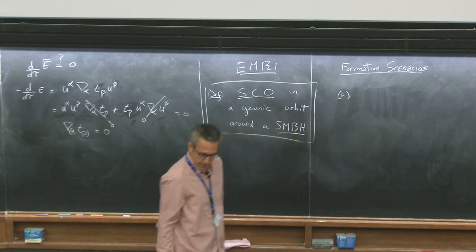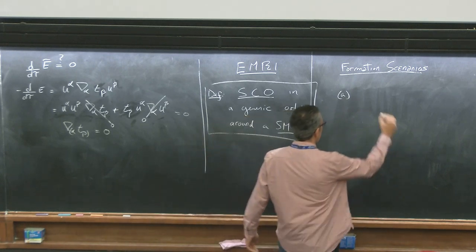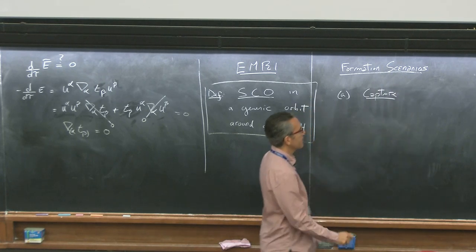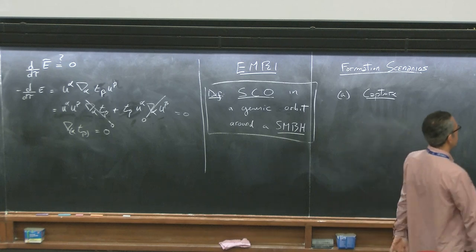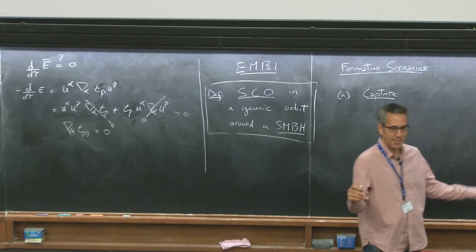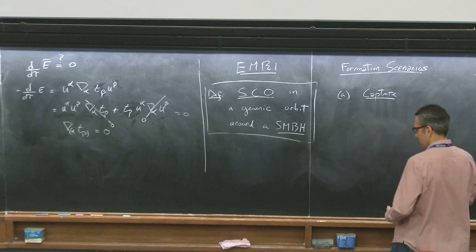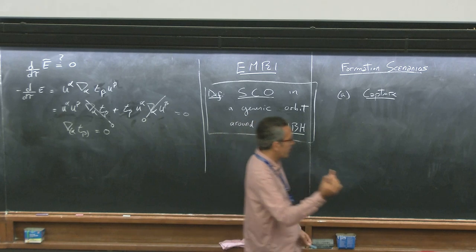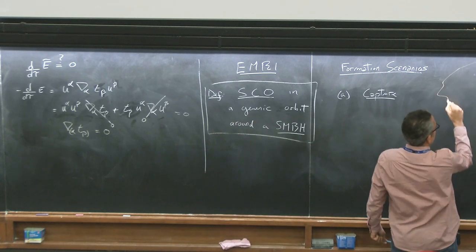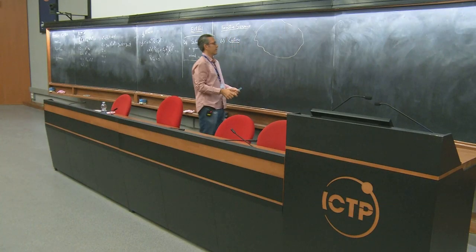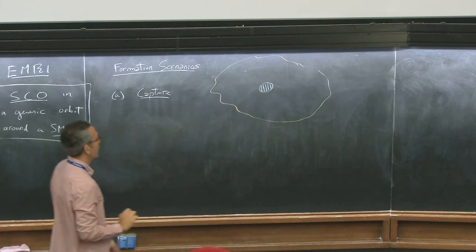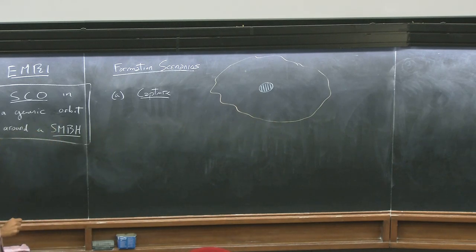So the first scenario is called the capture scenario. Here's the idea: you have a galaxy. We're going to do formation scenarios with pictures only, okay? So galaxies are orange, everyone knows that. So here's my galaxy, and everyone knows that supermassive black holes are blue. So here's my supermassive black hole, very much not to scale. But I was told that if I don't draw big, you can't see it.